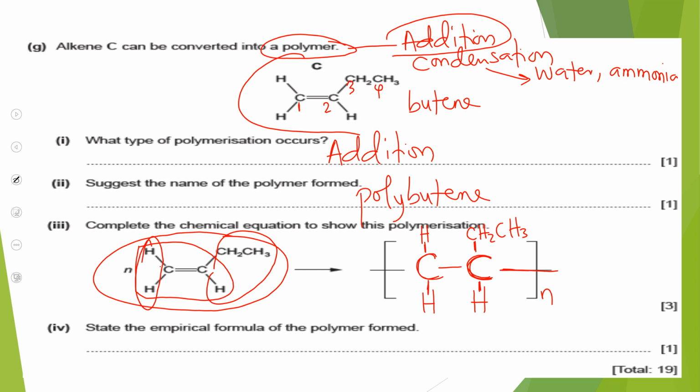For the last question here, we're looking at the empirical formula of the polymer. Empirical formula is the simplest formula. So what is the simplest formula we can get for this substance? For a polymer, we need to have a unit that shows it was formed from a double bond. So to break this into 2, we can get the simplest formula as C2H4. For the polymer here, the empirical formula is C2H4.